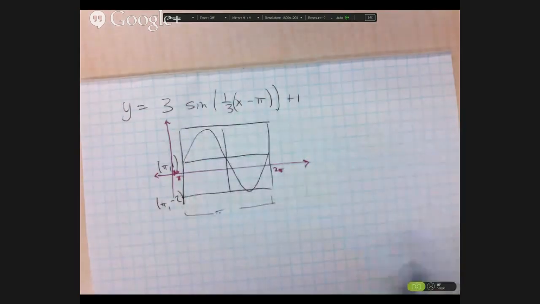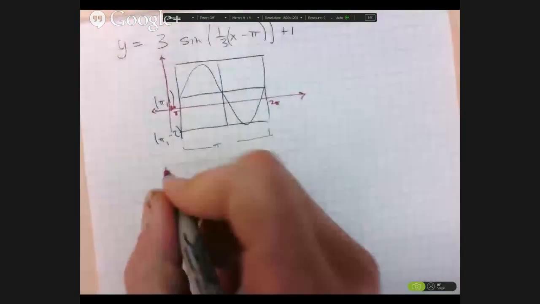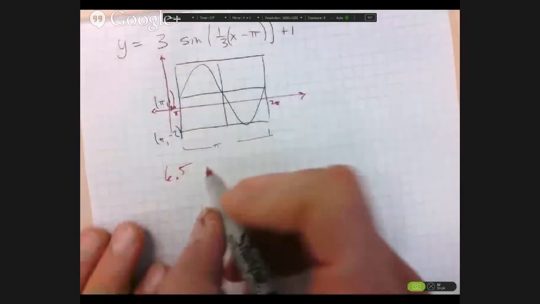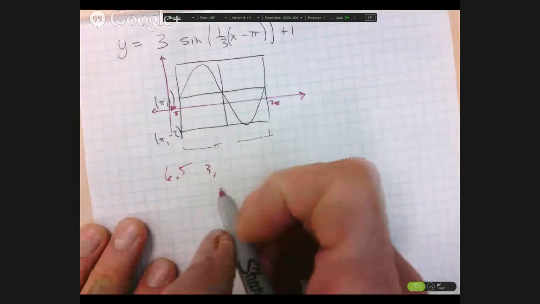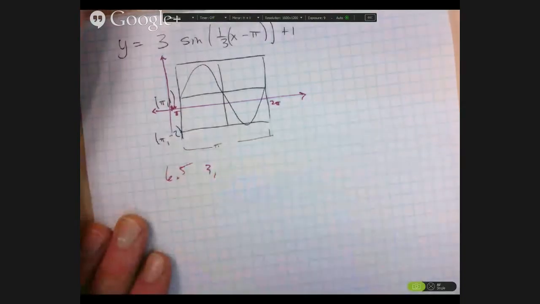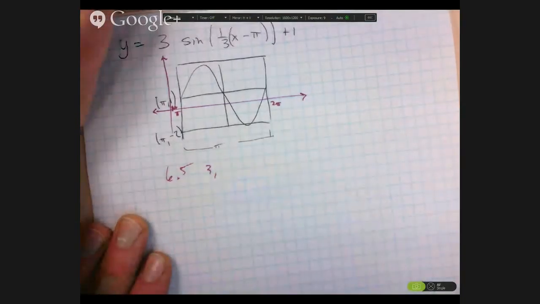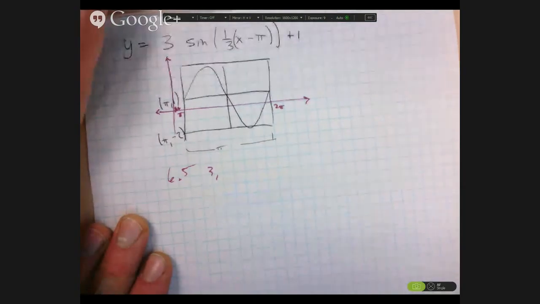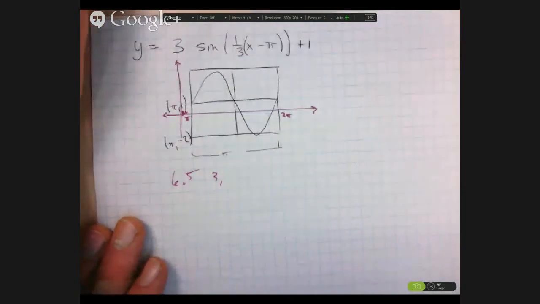Okay. Are we okay with that? Is it down 3 and up 3 from the midline? Yes. Good, that's a good point. Not from the x-axis, it's from the midline. So does that look right? Check mine.